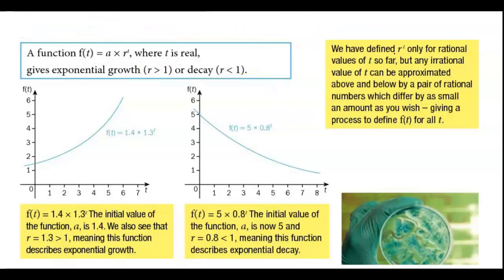We have defined r raised to power t only for rational values of t so far, but any irrational value of t can be approximated above and below by a pair of rational numbers which differ by as small an amount as you wish, giving a process to define f(t) for all t. That can be calculated for irrational numbers also. If t is irrational, we can take the approximate value and solve it.